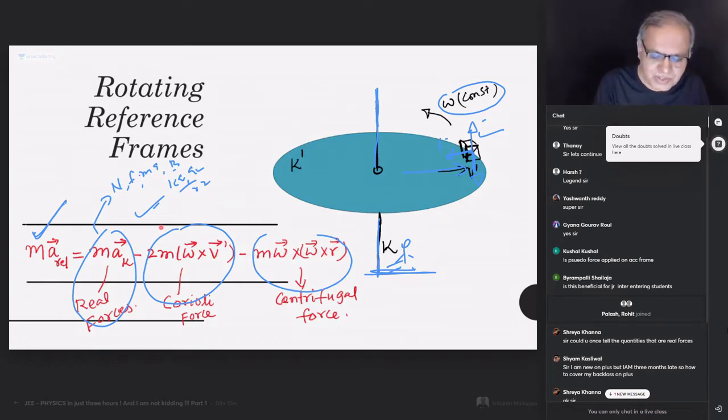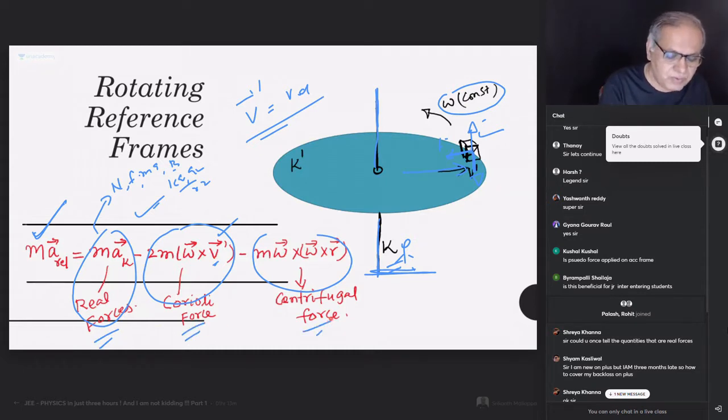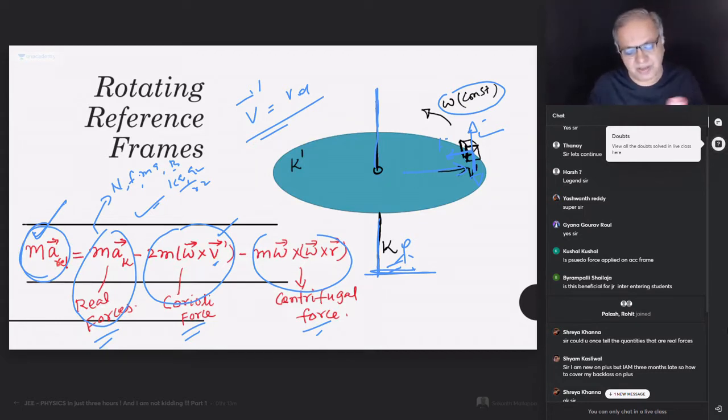And look, if this body has no velocity here with respect to this, v dash is velocity with respect to the rotating frame. If this is not there, I'll get real forces and centrifugal force. Even if this omega is not there, I'll get only real forces. This is real forces, Coriolis force, centrifugal force. This is the net force in a rotating frame of reference here. This is the most important relationship I've given here. I'll wait for a while.